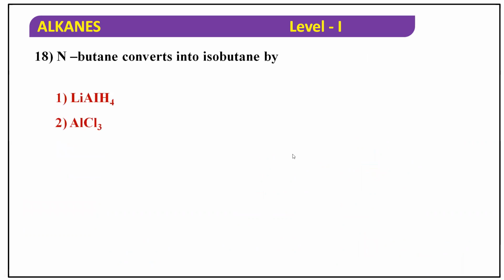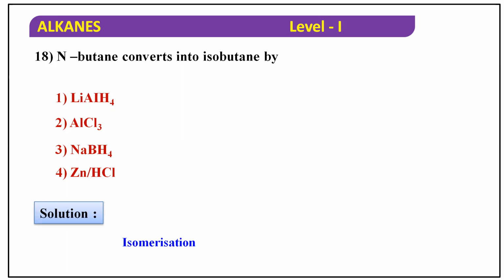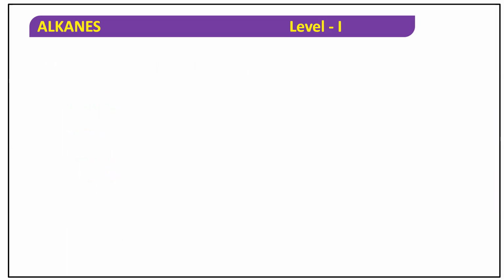Normal butane converts into isobutane by. So the chain has to be changed. We discussed already that chain, polymerization, right? Oh, sorry, isomerization. Zn HCl. Isomers will be produced.